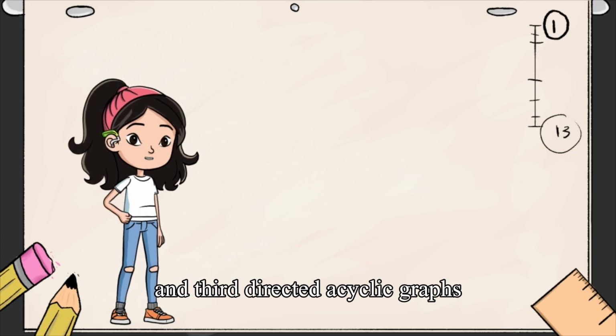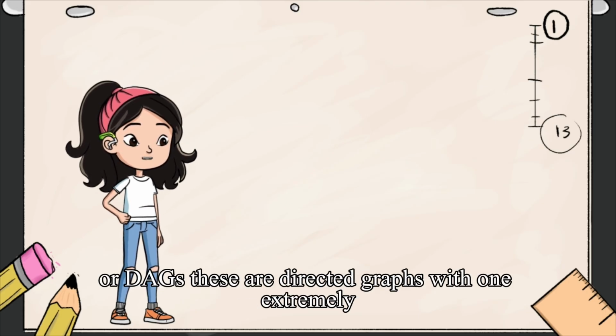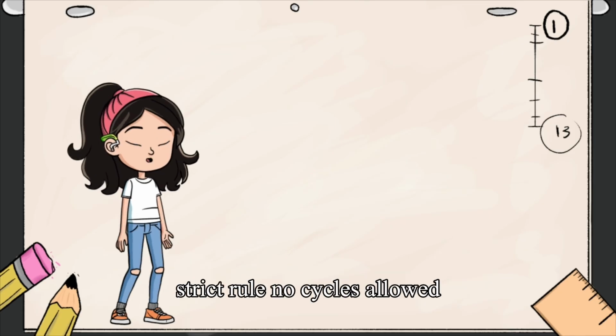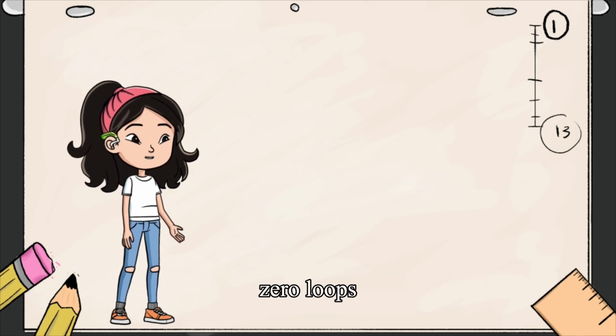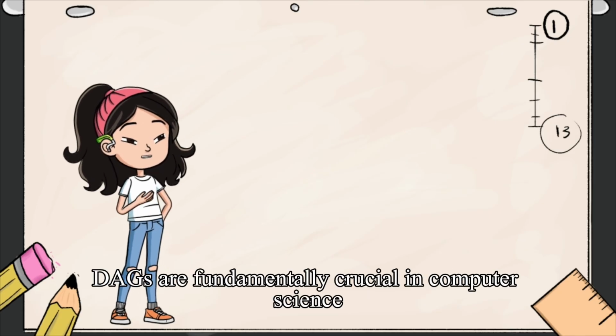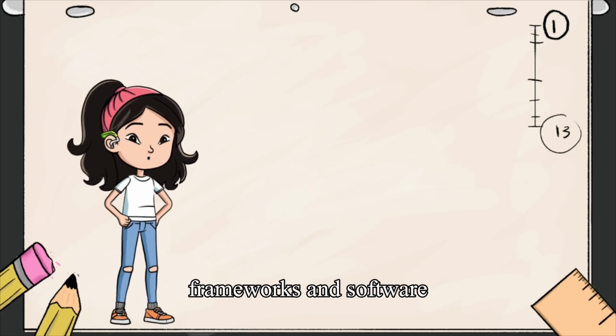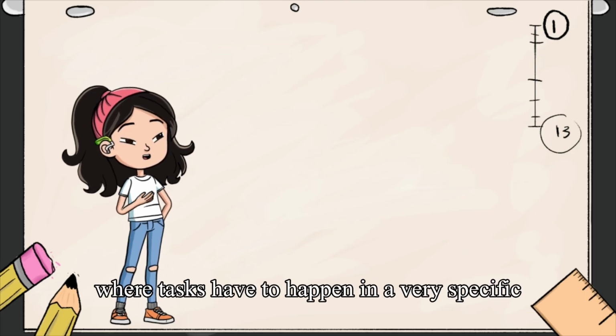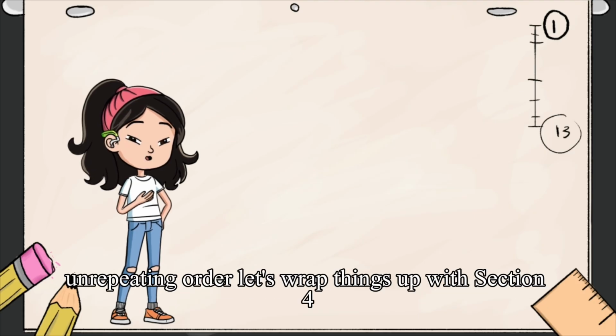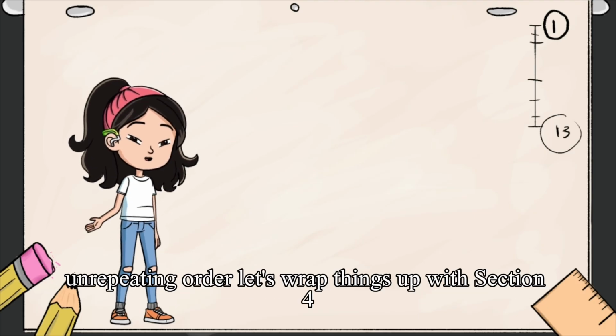And third, directed acyclic graphs, or DAGs. These are directed graphs with one extremely strict rule: no cycles allowed, 0 loops. DAGs are fundamentally crucial in computer science. They power stuff like complex machine learning frameworks and software build systems, where tasks have to happen in a very specific, unrepeating order. Let's wrap things up with Section 4.